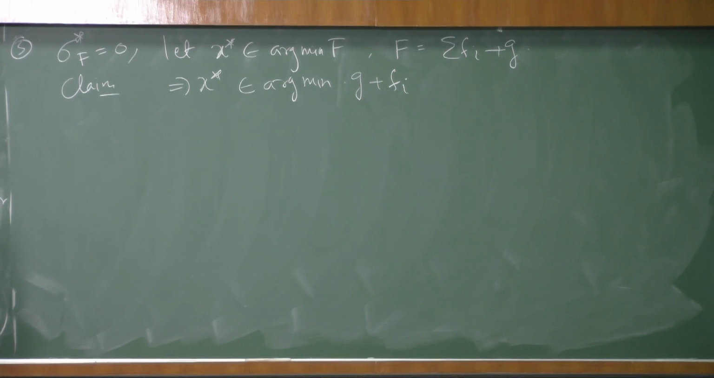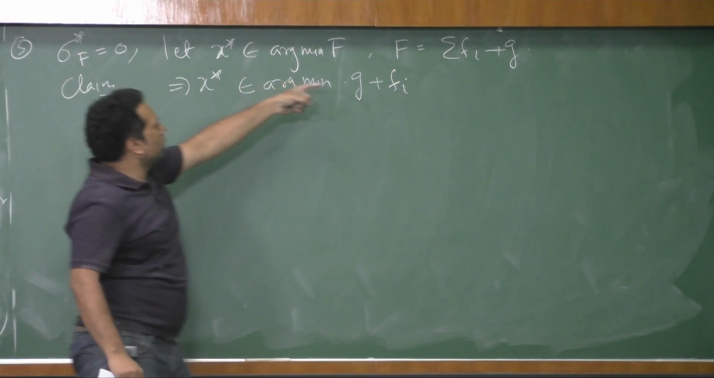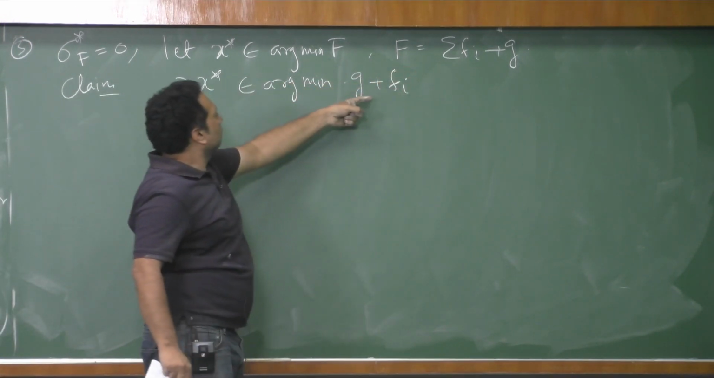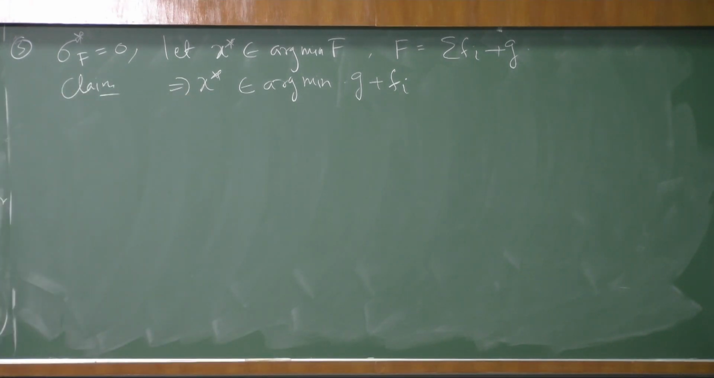So if the variance is 0, then the conclusion on the minimizer of the sum is the same as saying that this will also be the minimizer of g plus f_i. So let us try to prove this to convince ourselves. So, proof.